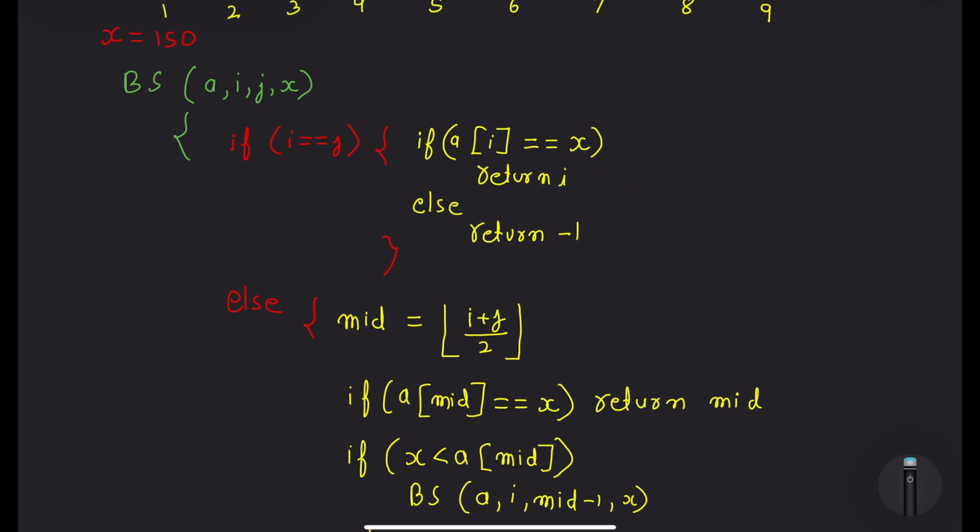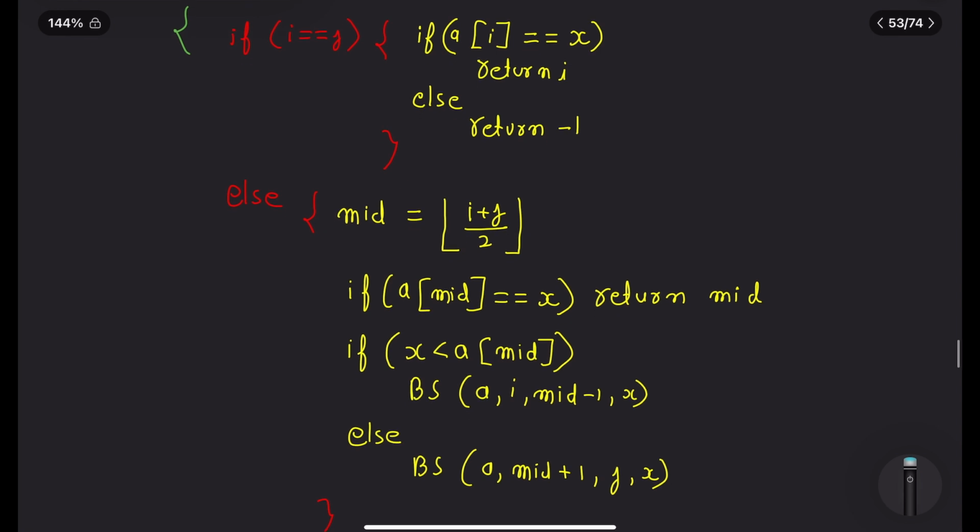Now we will come to the else part. Here first we will find the mid element, which is equal to the floor value of (I plus j) by 2. After we get the value of mid, we will check if the element at the mid position is equal to x. If it is equal to x, then we will return mid. So this is the index of x that we are looking for. If it is not equal to x, if it is greater than or smaller than x, if the middle element is greater than x, then we will recursively call the binary search with a new value of j, which is equal to mid minus 1.